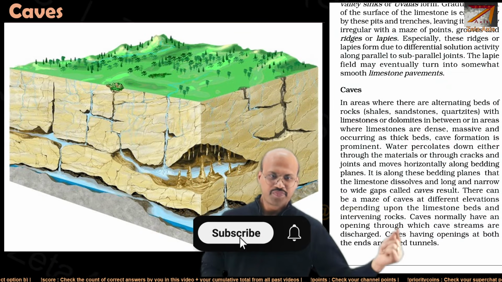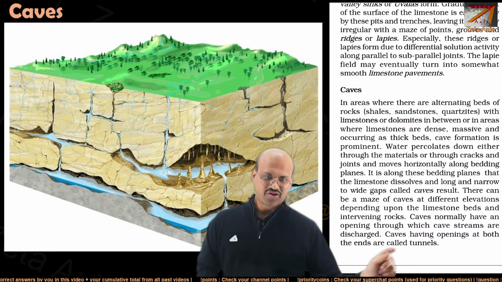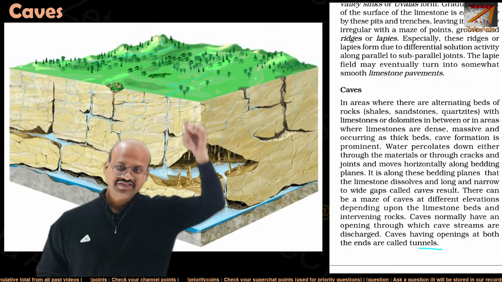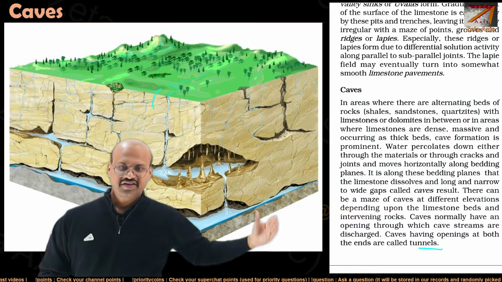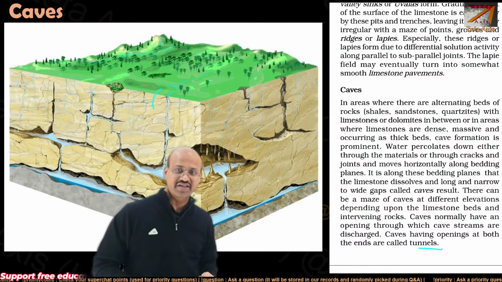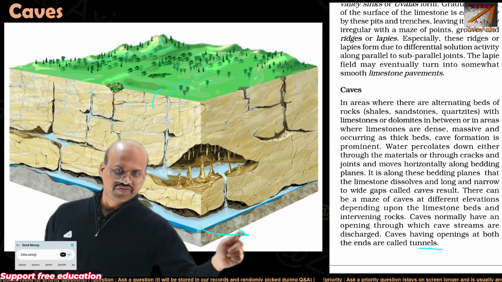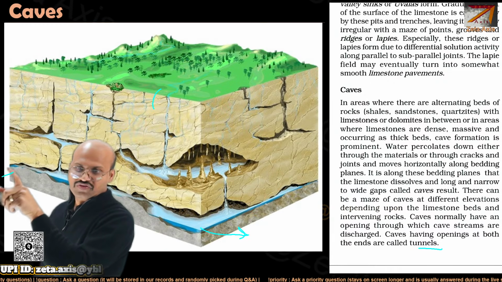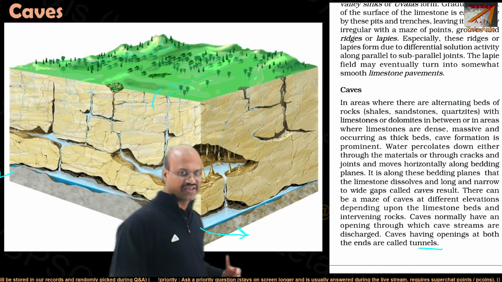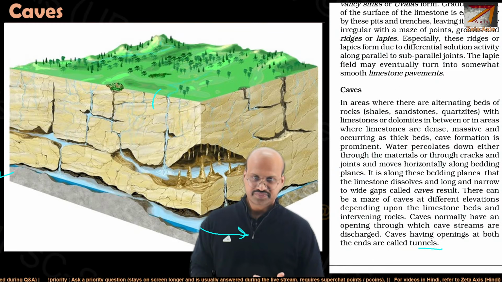Caves normally have an opening through which cave streams are discharged. Caves having openings at both the ends are called tunnels. So generally caves will have an opening through which the water which has entered from top flows outwards. So generally there is always an opening on one side, but if there is opening on both the sides, for example here you can see that if the water moves out from here as well as from here, both the sides, then this could be called a tunnel. The tunnel has opening on both sides, while a cave has opening on only one side.